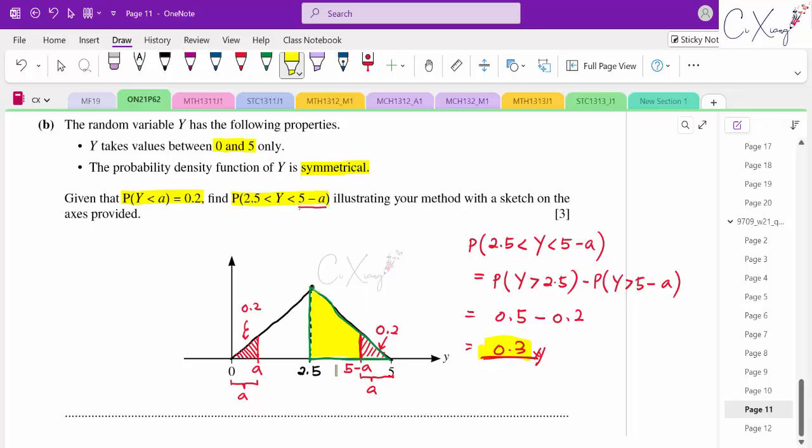What I show you here is just a suggestion. Some students might ask, can I draw a normal curve here? No matter what kind of curve you want to draw, it is no problem, but you have to make sure that the symmetrical line is at 2.5 and the graph is symmetrical.